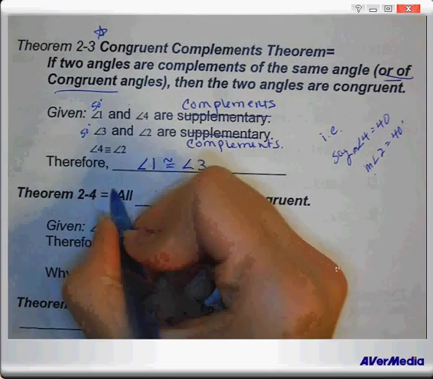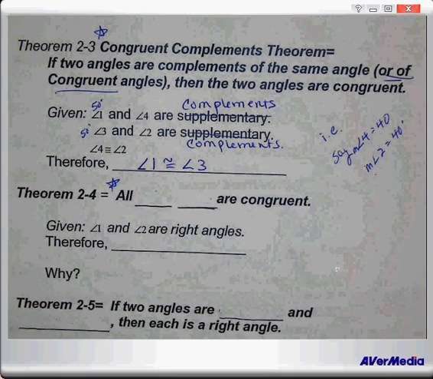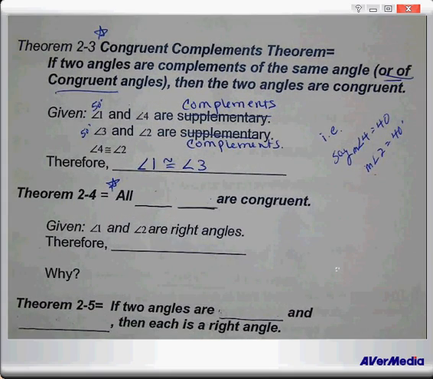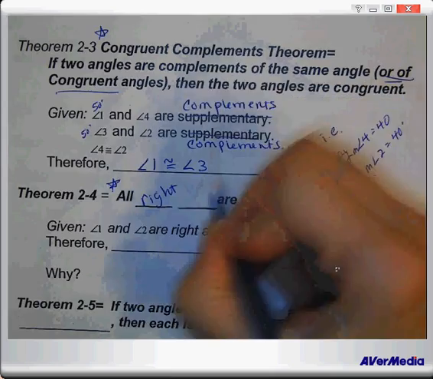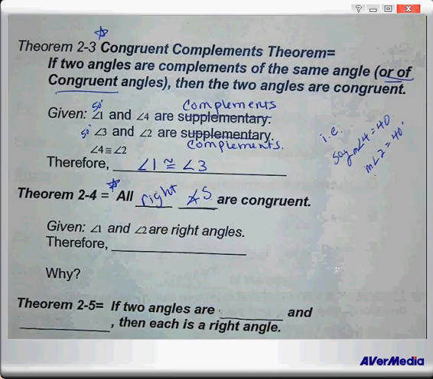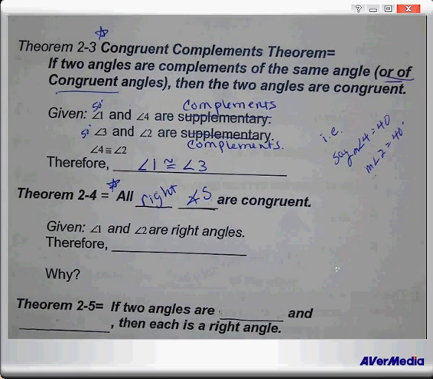Now, the next one seems like the funniest little theorem to use, but it works amazingly all the time. And here it is. It's going to be earth-shattering. I know you're going to be surprised. All right angles are congruent. Now, why do we use this? To prove triangles congruent later. That's seriously, or lines parallel, is really why we use this. So all right angles are congruent.